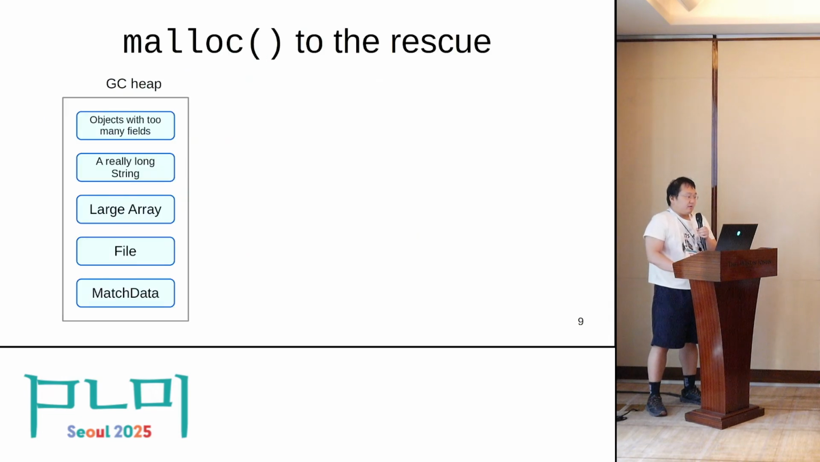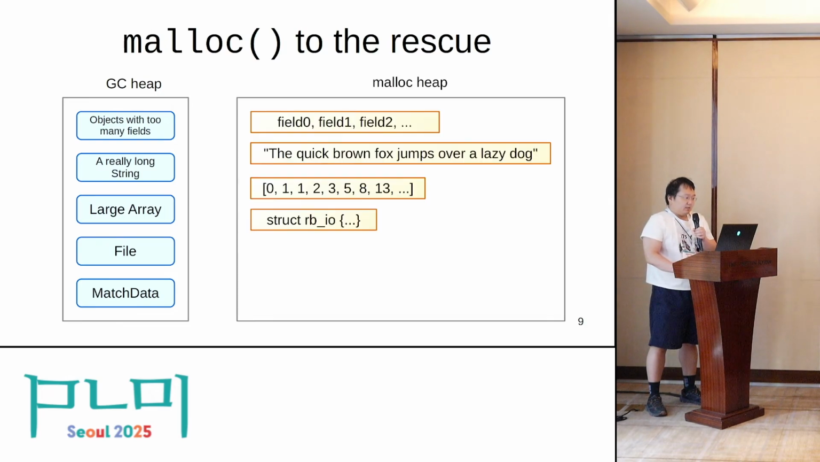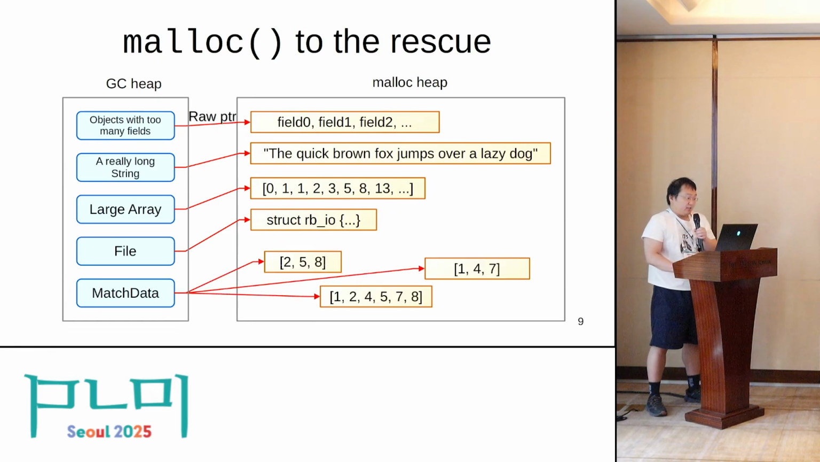You see, when an object needs more memory than that, it will allocate its payload using malloc and let the GC object hold raw pointers to those buffers. And some GC objects even hold multiple such buffers.